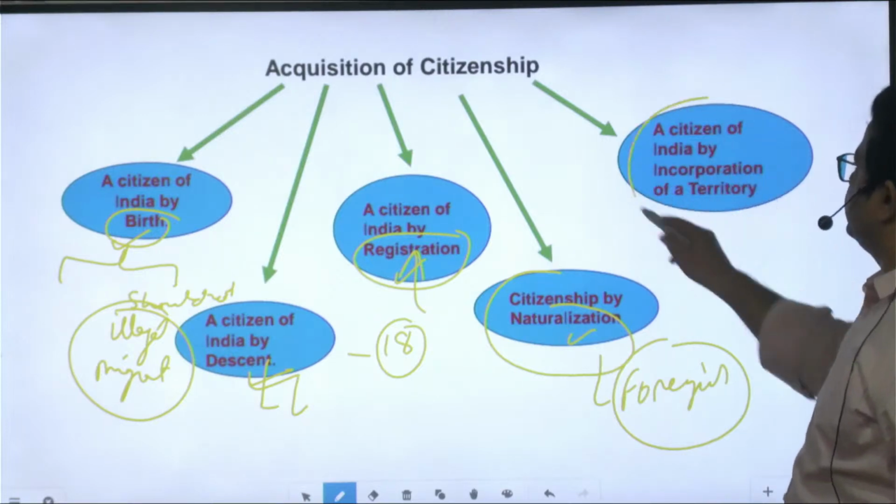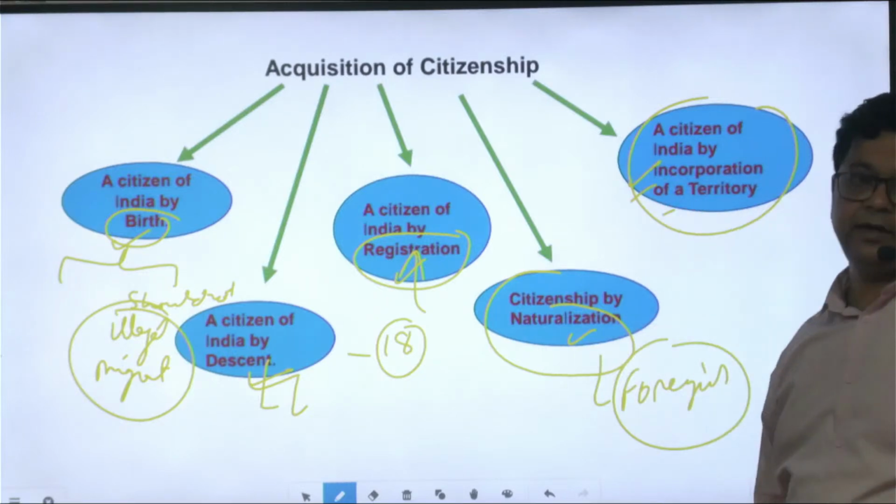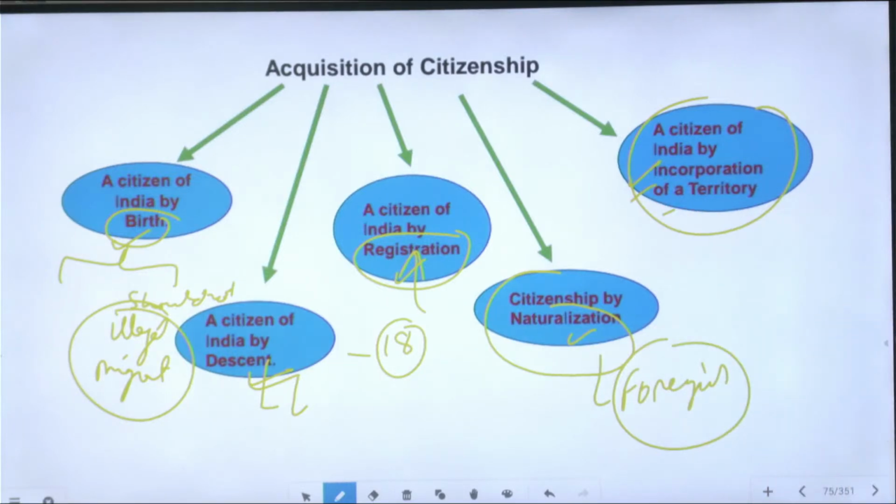The last is citizenship of India by incorporation of a territory. If India acquires any foreign territory, by virtue of acquiring that territory, the population of that territory will automatically become citizens of India. The government, through notifications, will provide that they have become citizens of India. Okay? So when any territory has been acquired, the citizens of that territory become citizens of India. Clear? So these are the 5 ways how citizenship has been provided. Anyone can acquire citizenship. Okay?